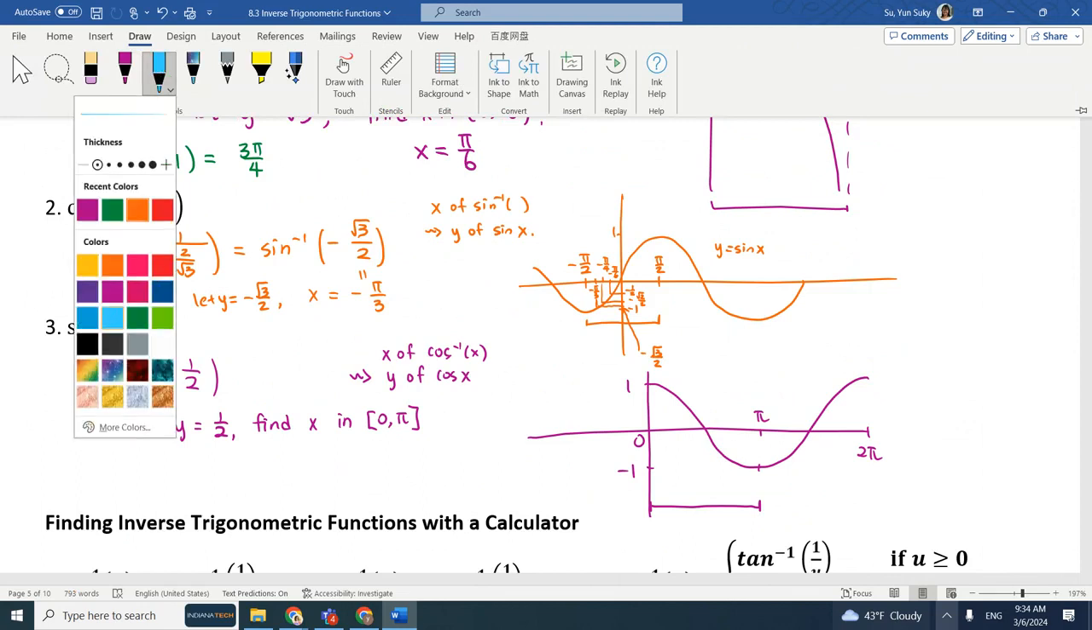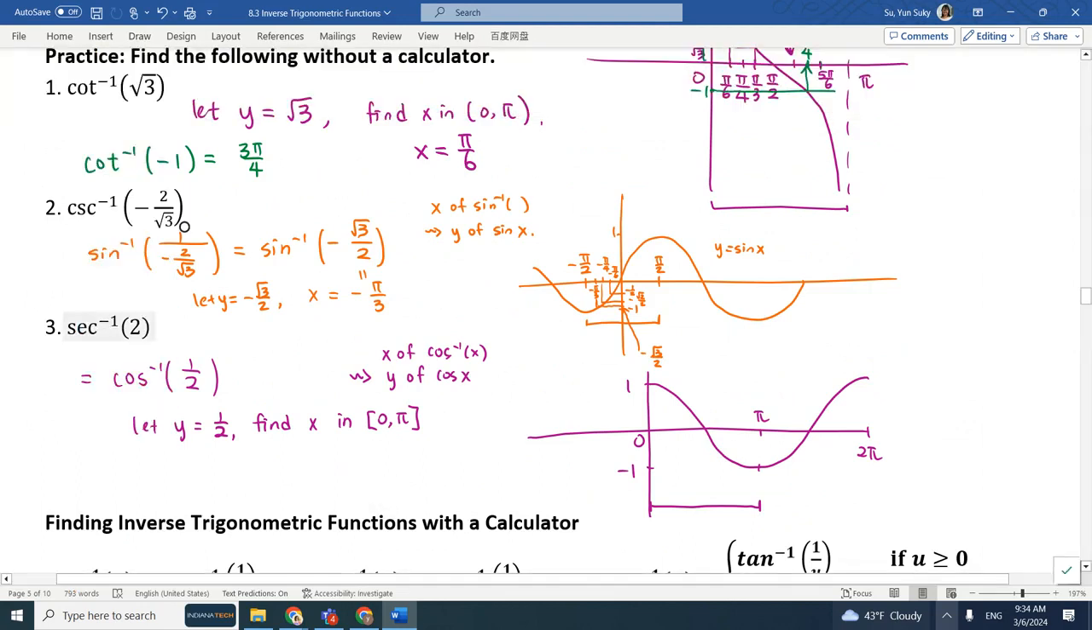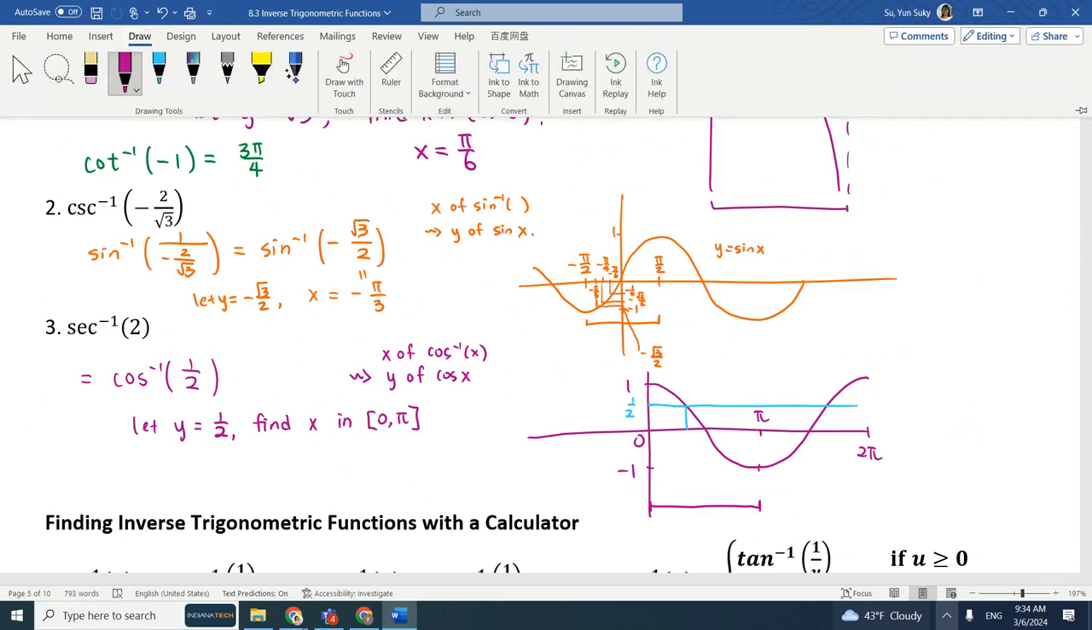Okay. Let's use how about blue color? So the y is 1/2. Okay, this is 1/2. But you're looking at the x. You're looking at the x. So what is this number?